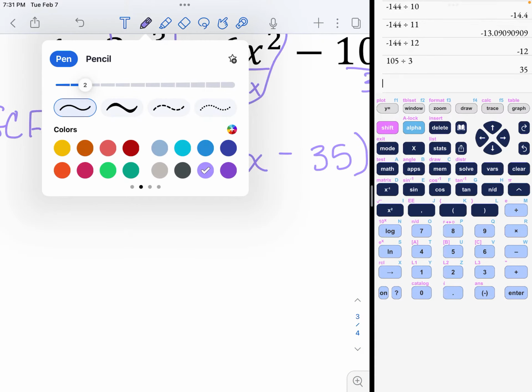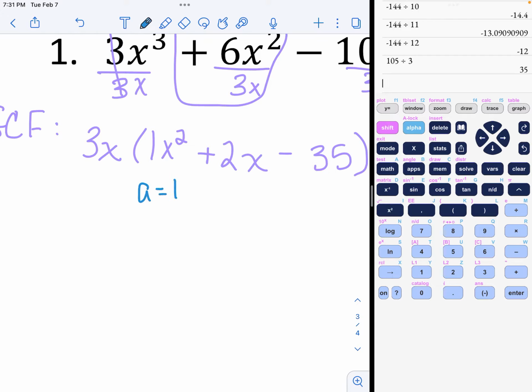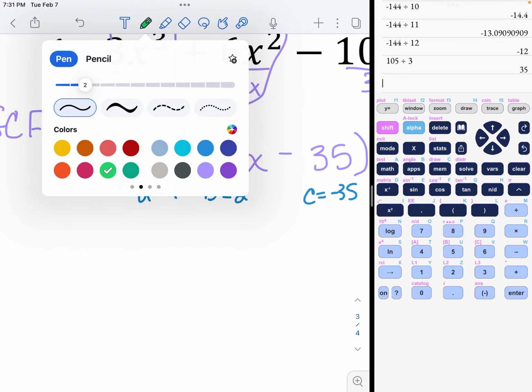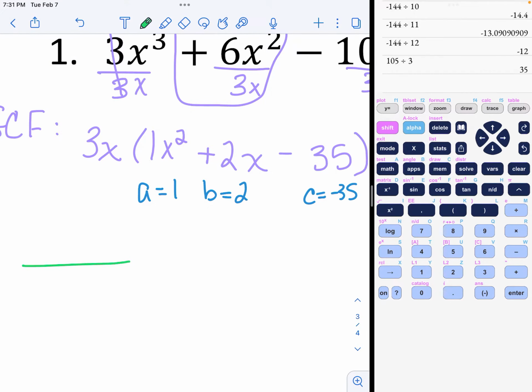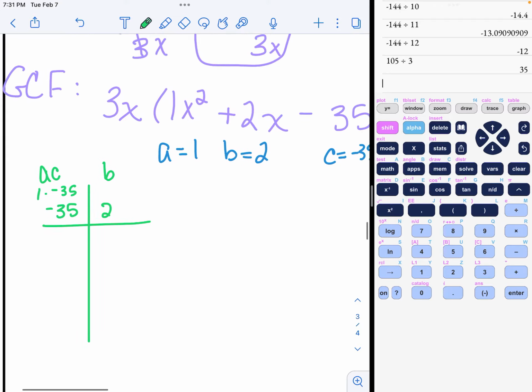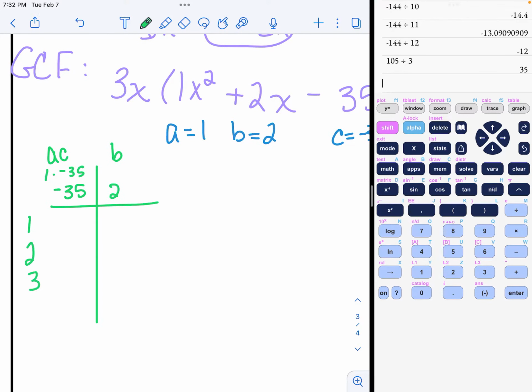Step 2, we identify A, B, and C. A is 1, B is 2, C is negative 35. Step 3, I'm going to make my chart so I can find my magic factors. AC goes here and B goes here. AC is 1 times negative 35, which is negative 35, and B is 2. I do know my magic numbers, but I'll work out this process for those of you who might struggle a little more than others. Negative 35 divided by 1 is negative 35, and there's no shame in that because you need to realize that there's a method that will work. You just have to fight for it.